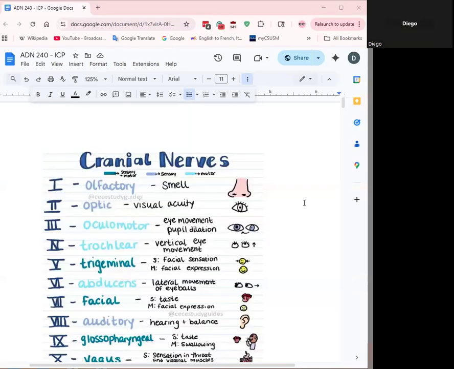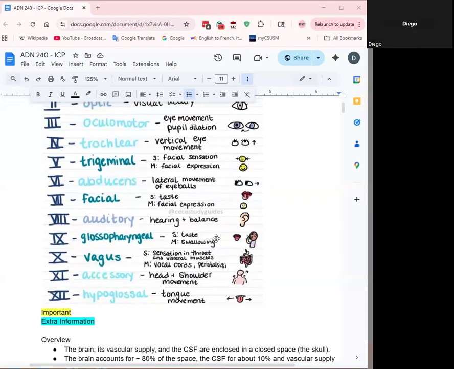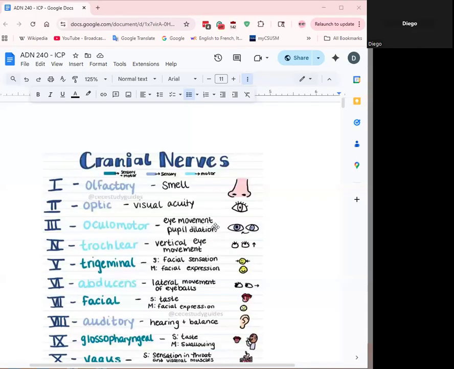Okay, so this section on ICP is all going to involve neuro. I have a picture of cranial nerves. You don't have to memorize it. But if at some point you need to memorize it, there might be some Kaplan questions, and then at most maybe one or so questions on the NCLEX.